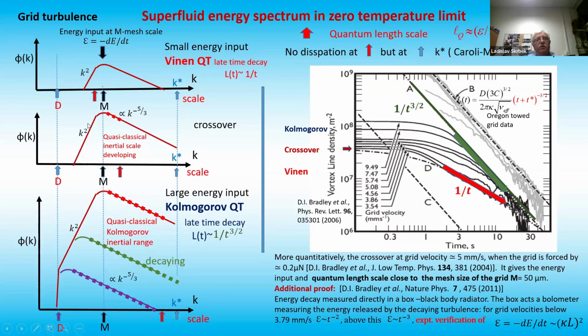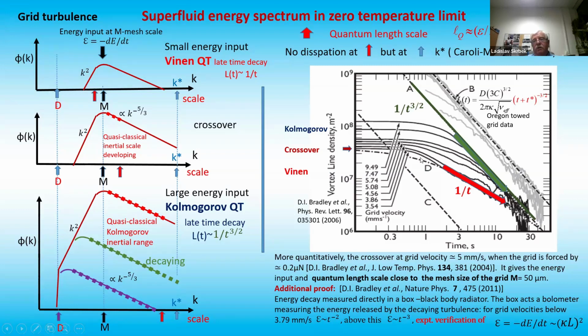But if you increase the drive, that means there will be more quantized vortices. The quantum length scale will shift towards the right, away from the mesh size right here. And what happens is that there is a Kolmogorov-like spectrum building up here, because there is a little bit of Richardson cascade already. So there is a crossover. And if you drive it a bit more, a quasi-classical Kolmogorov inertial range appears here. And then the decay should go, as I showed in the classical case, as t to the minus 3/2. I mean, the vortex line density goes as t to the minus 3/2. And that's indeed what has been seen in the experiment.